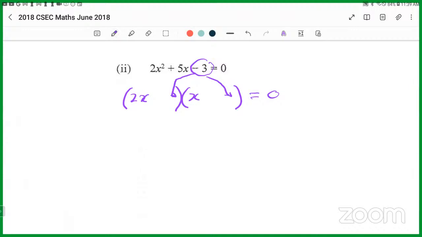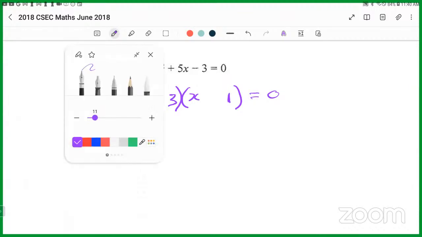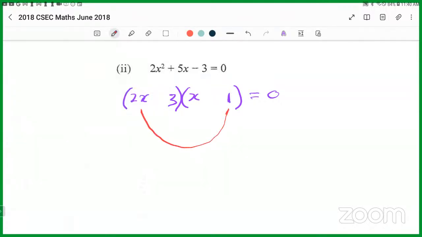All right? So let's say the factors of this is only 1 and 3. Let's say I put the 3 here and the 1 here. Look what I know again. I know that the far product and the near product must add to give me this middle term.